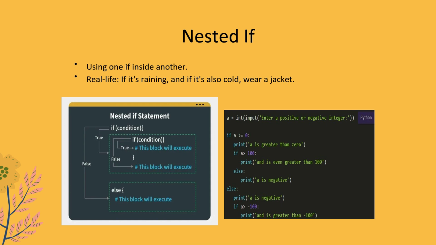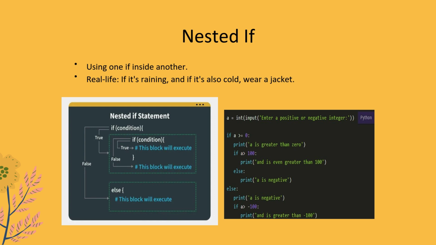Now that we have covered basic if, if-else and elif, let's look at a slightly more advanced concept, the nested if. A nested if is simply an if statement inside another if block. It allows your program to make a decision only if a previous condition is already true. In other words, it's like asking a second question only if the answer to the first one was yes. Think of it like this: if it's a holiday, if it's sunny, go for a picnic. Here, the second condition is only checked if the first one is true. Otherwise, the inner block is ignored.